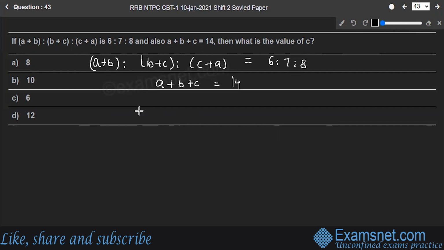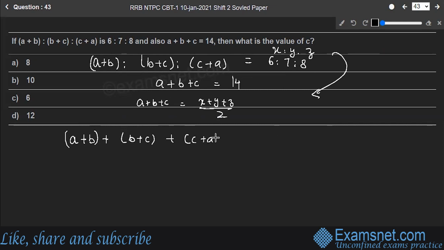So now let's have this concept. If a plus b plus c is equal to some x is to y is to z, then a plus b plus c is equal to, according to this, x plus y plus z upon 2. Using that same thing, you can have first thing that a plus b, b plus c, c plus a, let this be equal to 6x, 7x, and 8x. So this is equal to 6a, 7a, and 8a, which is equal to 21a.